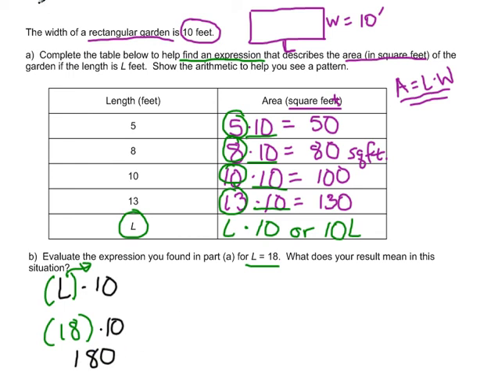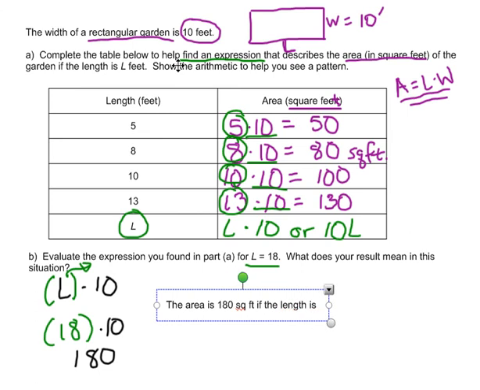What does our result mean? Well, our result means that the area is 180 square feet if the length is 18 feet.